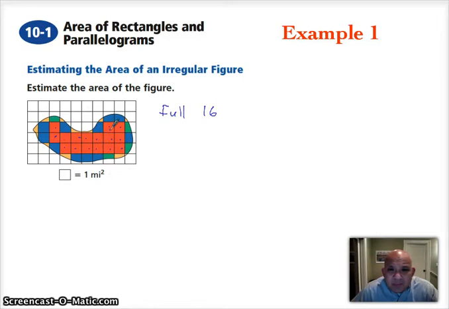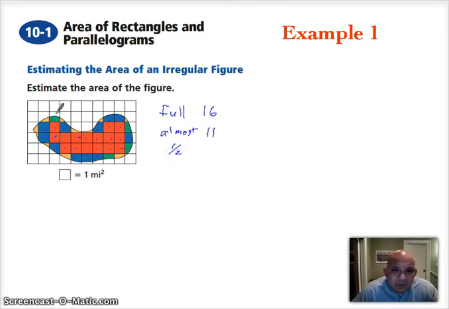Then we look for the ones that are mostly or almost full. And those are the blue ones. They almost fill the grid squares. There's 1, 2, 3, 4, 5, 6, 7, 8, 9, 10, 11. There's 11 of those. And then we look for the ones that are halfway filled.